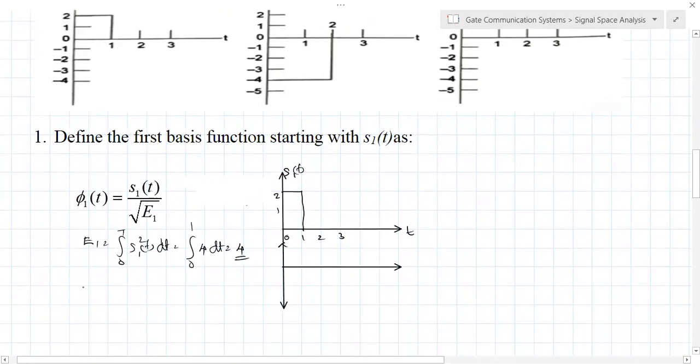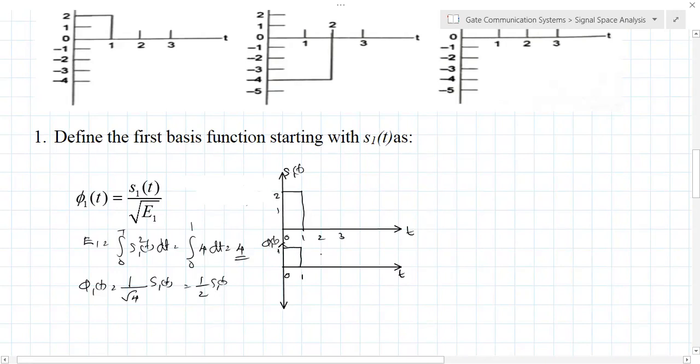So phi 1 of t, you can write 1 by root 4, that is 2 S1 of t. So we got the first orthonormal basis function, that is phi 1 of t. So we can plot that phi 1 of t is equal to S1 of t by 2. Okay, this is 1 by 2 S1 of t. So we can multiply the amplitude with 1 by 2. Here it is 2, if you multiply with 1 by 2, it becomes 1. So you will get your first orthonormal function, that is 0 to 1, and the amplitude is 1. So this is phi 1 of t.